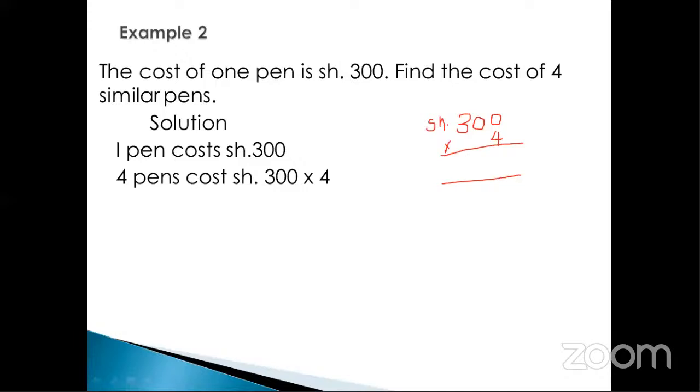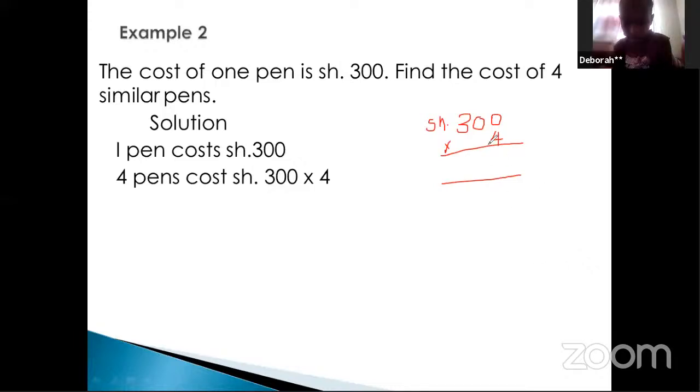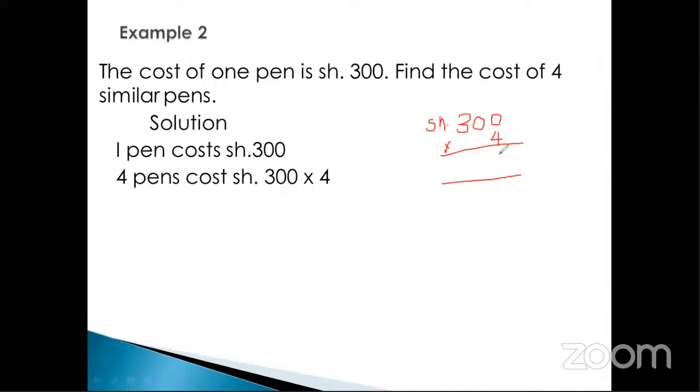I'm having a problem in multiplying, so I'm going to ask Deborah. Deborah, where are you? Deborah has disappeared. Yes, Deborah, is your network okay to multiply for us? Okay, can you multiply for us? You see what I've written in red? I've said 300 times 4. So Deborah, can you look at the screen and see?